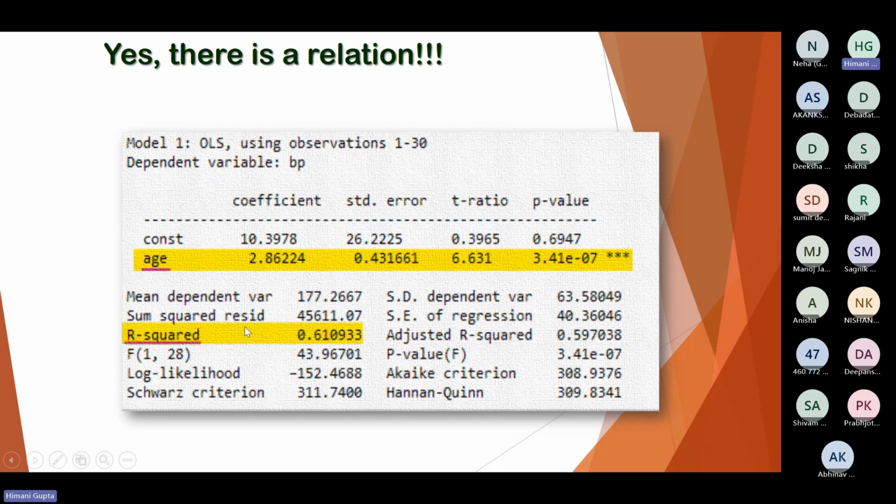And for the model where the R square is more, we will say that the independent variables in that model are explaining more of the dependent variable. So if I have taken only age as an independent variable, my R square comes out to be 61%. So I can say that age is explaining 61% of your blood pressure.